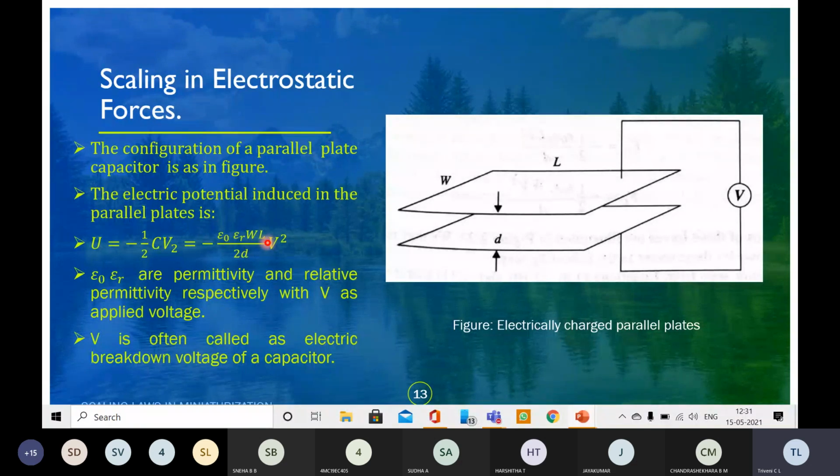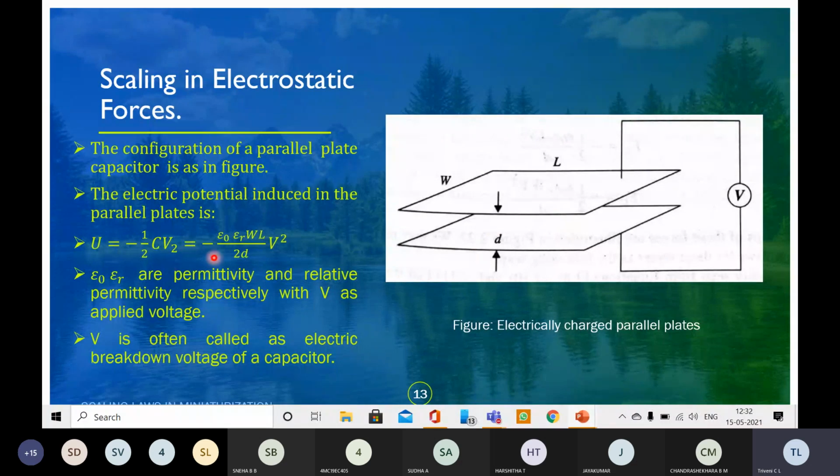And W into L, the value of the capacitance is taken by W into L here. C value is nothing but what? C is nothing but epsilon naught into epsilon r into W into L divided by D. That value is substituted into V square here. So what is V? V is nothing but the applied voltage, often called the electric breakdown voltage of this capacitor itself.